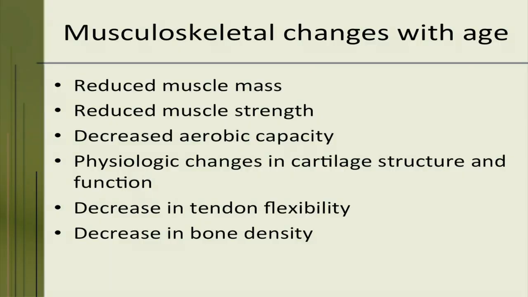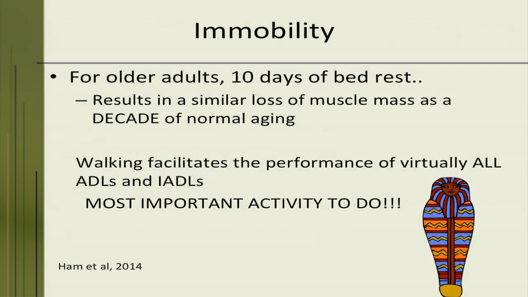Let's examine musculoskeletal changes with aging. As one ages and is not exercising, we can see several different things that happen. A reduction in muscle mass and strength, a decrease in aerobic capacity, physiological changes in the cartilage structure and function, a decrease in the flexibility of the tendons, and we know as we age there can be a decrease in bone density, especially in women. Immobility is not the friend of the elderly.